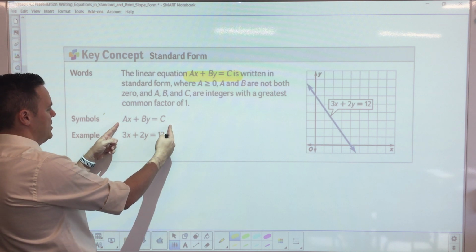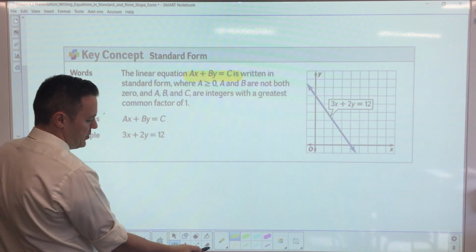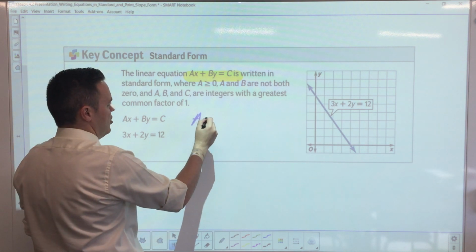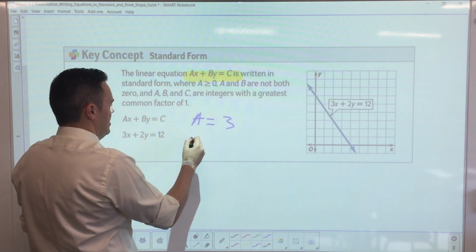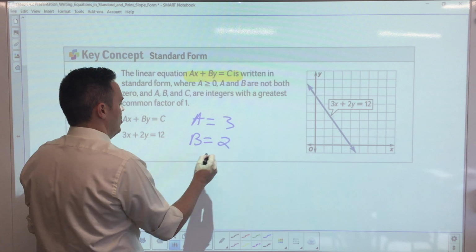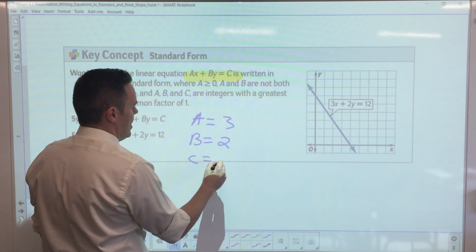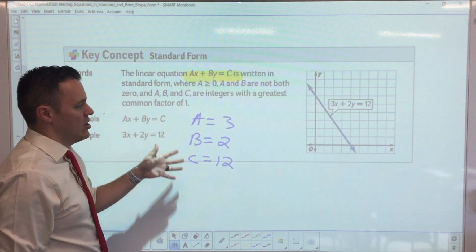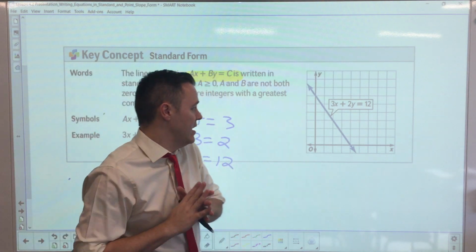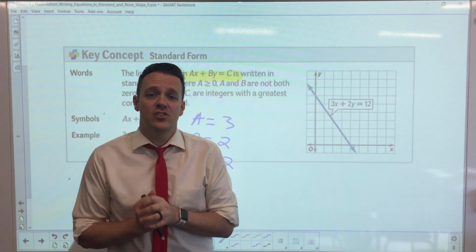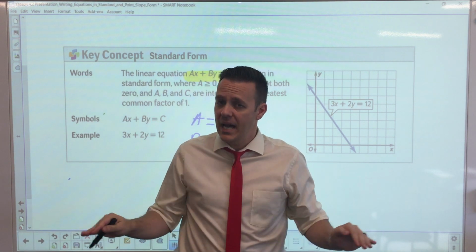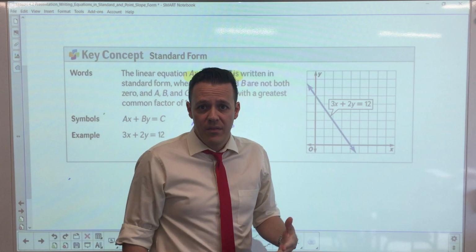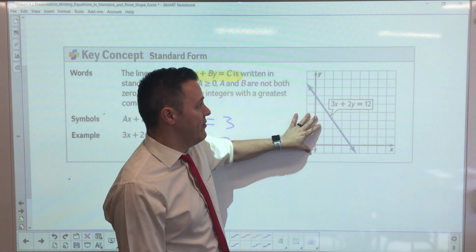Here's your standard form. Here's the symbols. Here's the example underneath of it. So what does it mean? Well, basically it just means that I know A equals 3, B equals 2, and then C equals 12. Now, is there any type of number on here that will help you graph here? The answer is no, there is not. With the slope-intercept form, we'd have the slope and the y-intercept, so you could graph it.